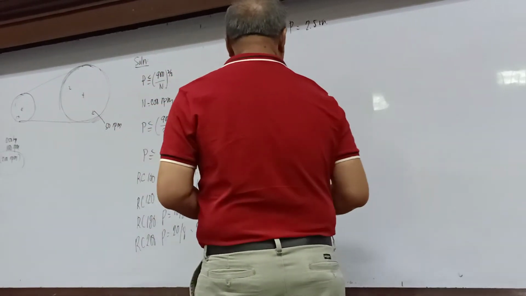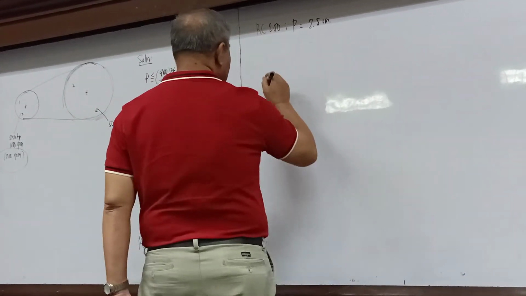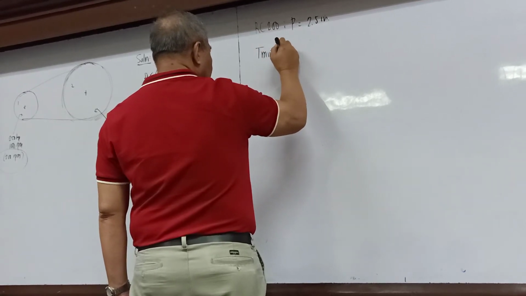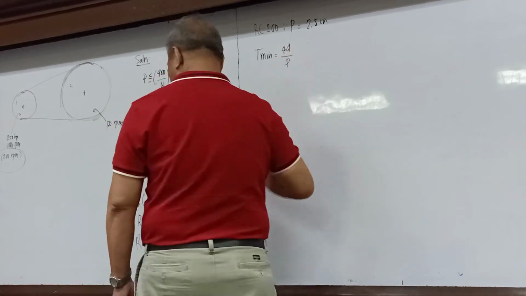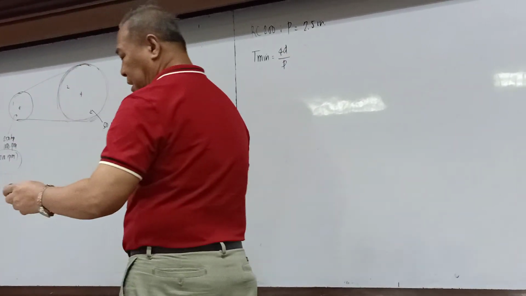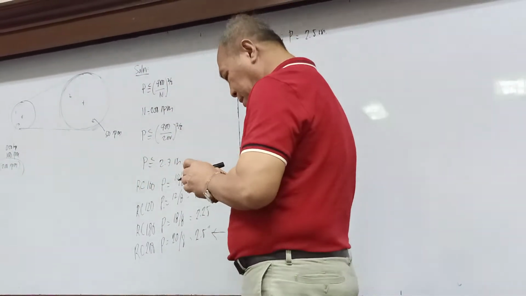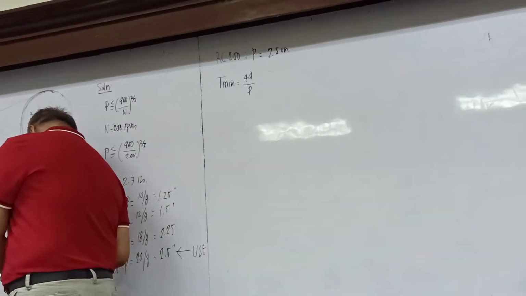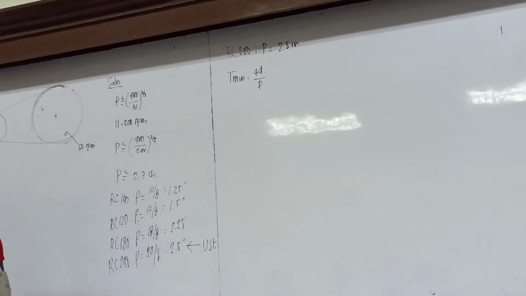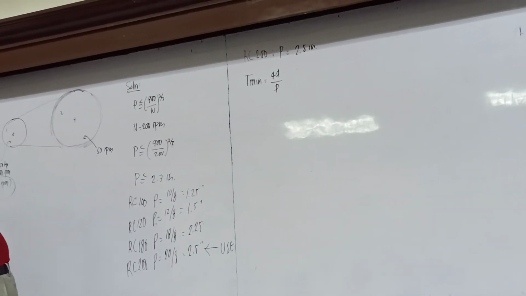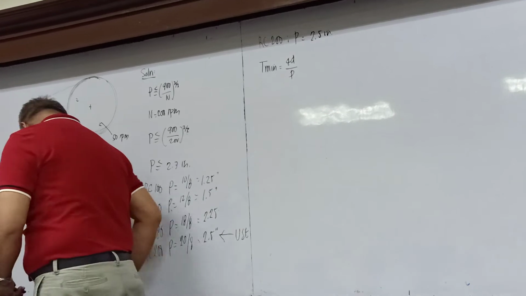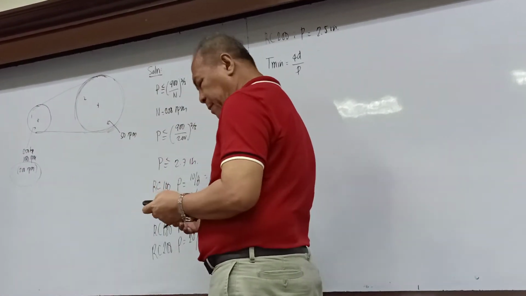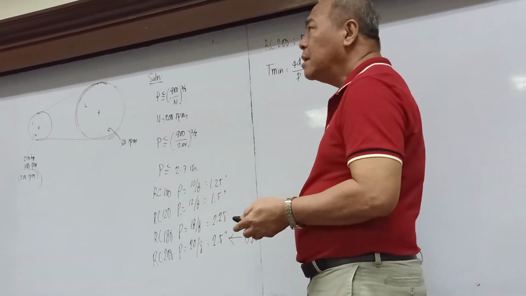Now, using that particular pitch, let us determine the minimum number of teeth. T minimum is equivalent to 4D over P plus something. So babalikan natin yung equation natin. If you are using a roller chain, you have two particular equations to determine the minimum number of teeth. The equation that applies for a roller chain will be this one.